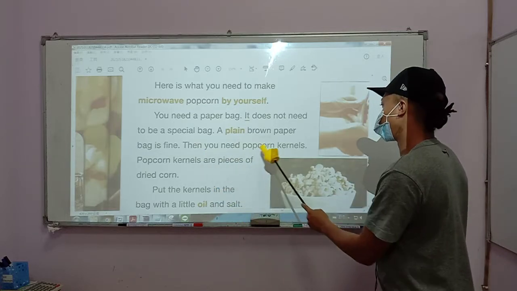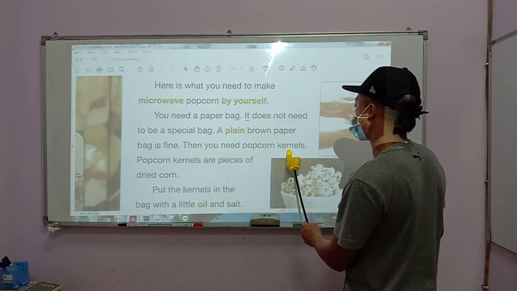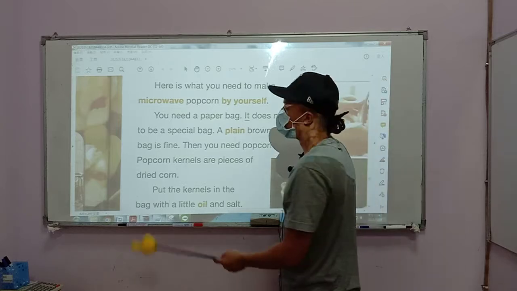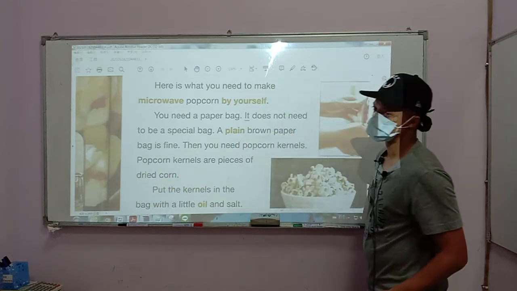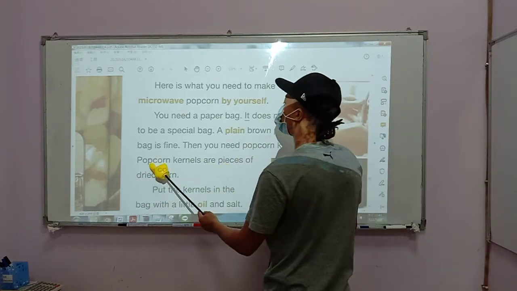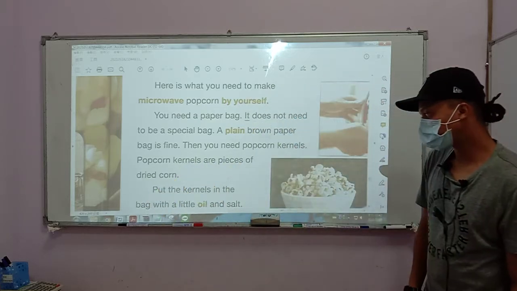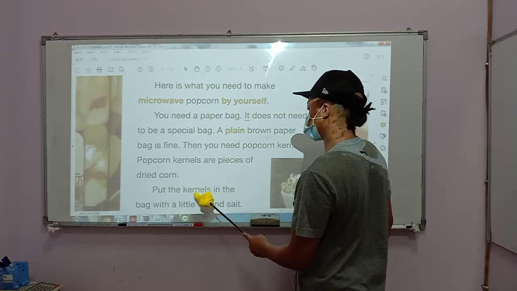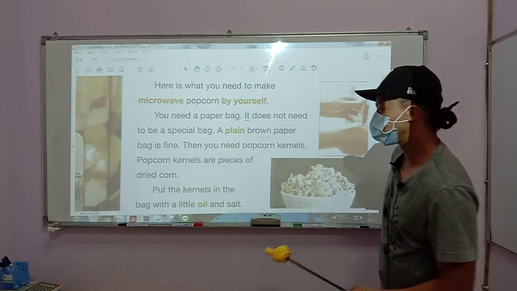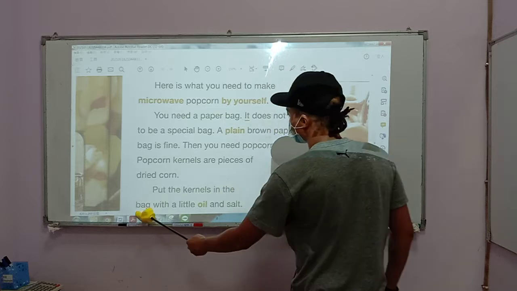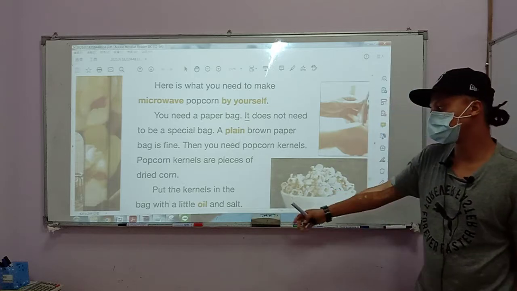Then you need popcorn kernels. Okay, let's read again. Then you need popcorn kernels. Popcorn kernels are pieces of dried corn. Say it again. Popcorn kernels are pieces of dried corn. Put the kernels in the bag with a little oil and salt. Let's say it together. Put the kernels in the bag with a little oil and salt. Can we just move down, please?